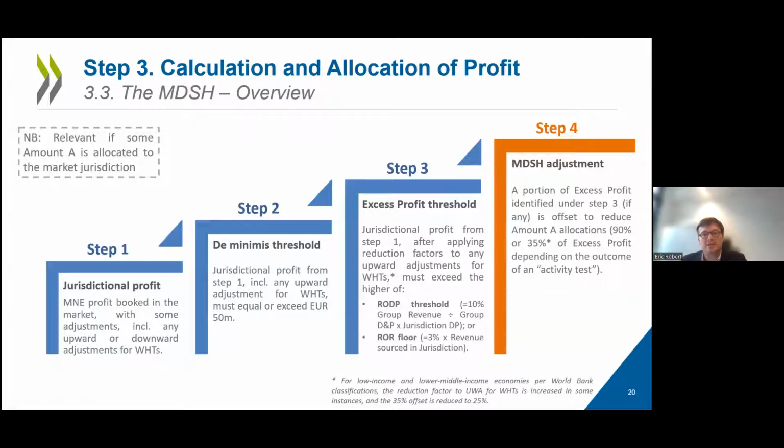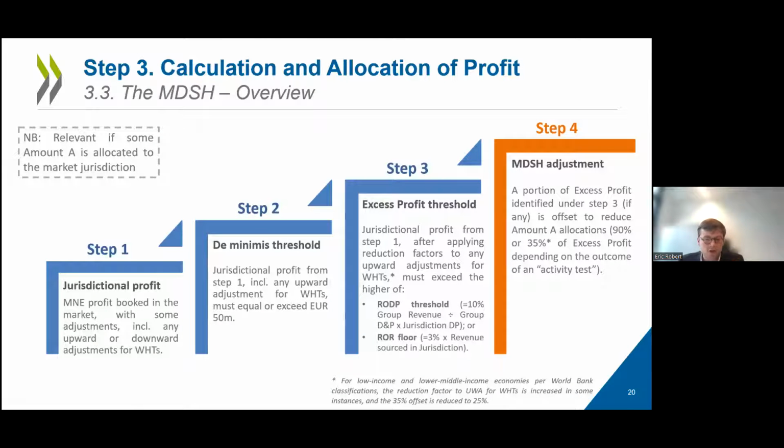So this is what the MDSH is about, trying to avoid what we call double counting, a duplicative taxing right over the excess profit of the group in a given market jurisdiction. Now, in terms of how this works, unlike the prior steps that I described, which rely on group calculation at the level of the group, here we're shifting to a jurisdictional measure of profit under the step 1 that you can see on the screen on the left side.